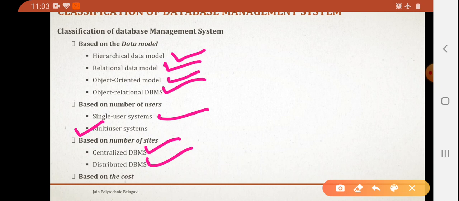The last one is based on the cost. DBMS packages cost between $10,000 and $100,000. Single user systems working with microcomputers cost around $100. A few elaborate packages cost more than $100,000. So this is based on the cost.